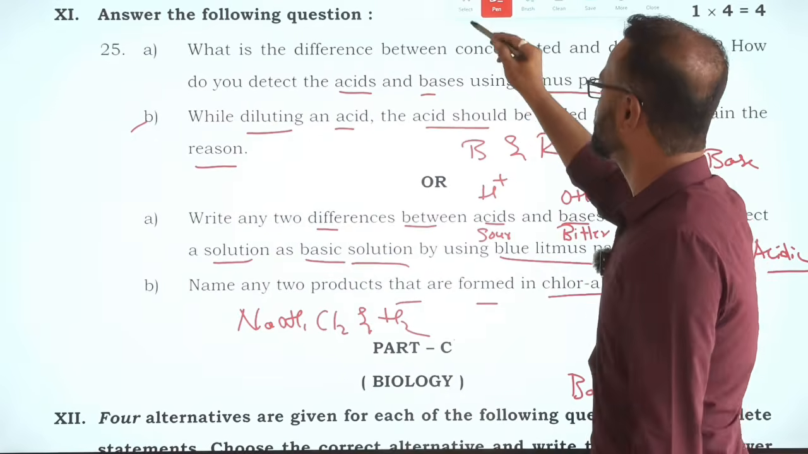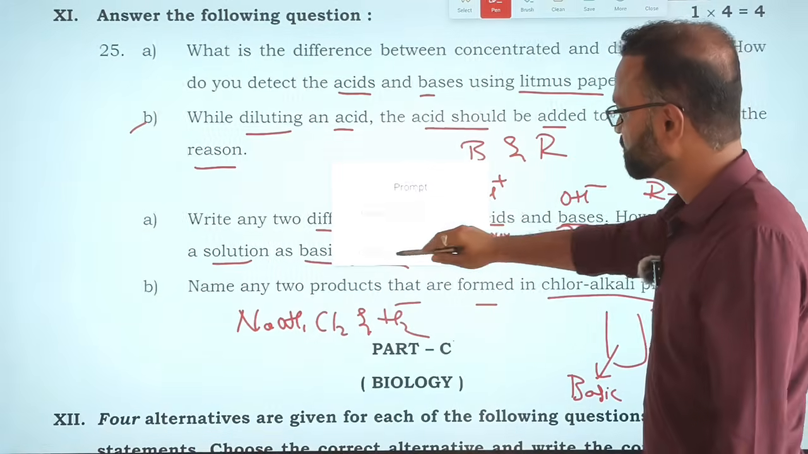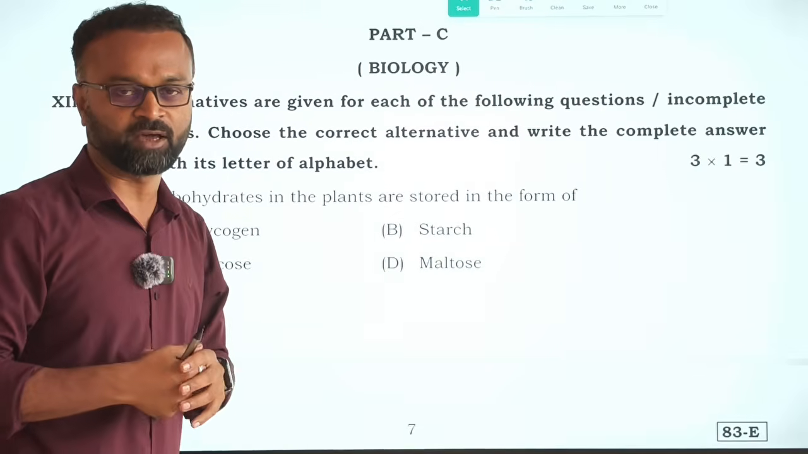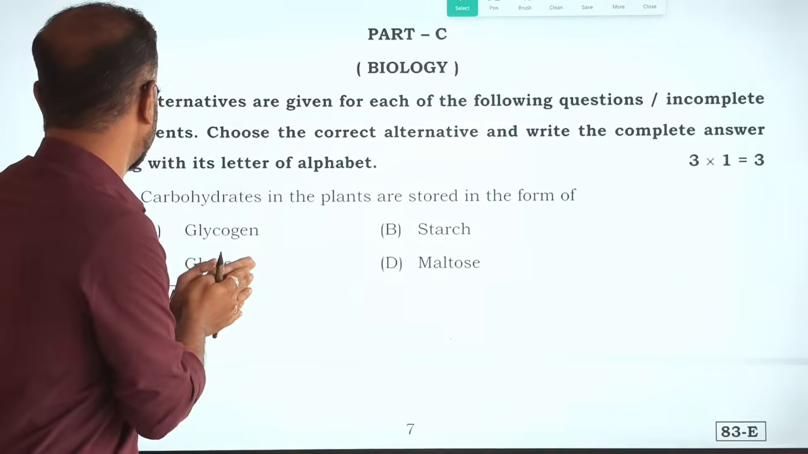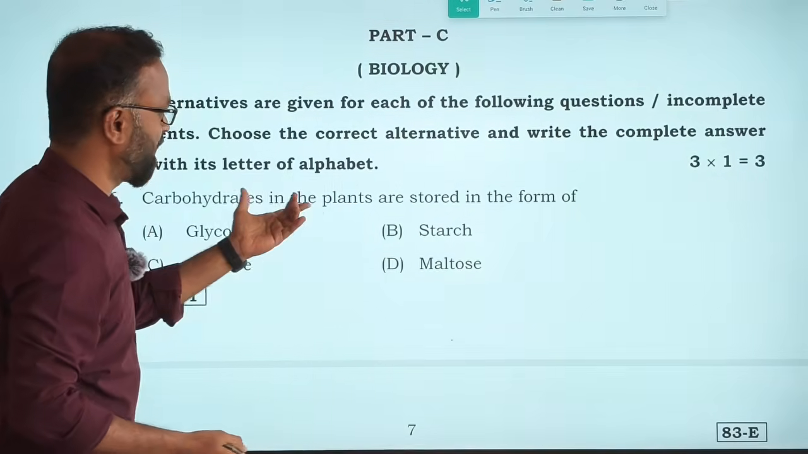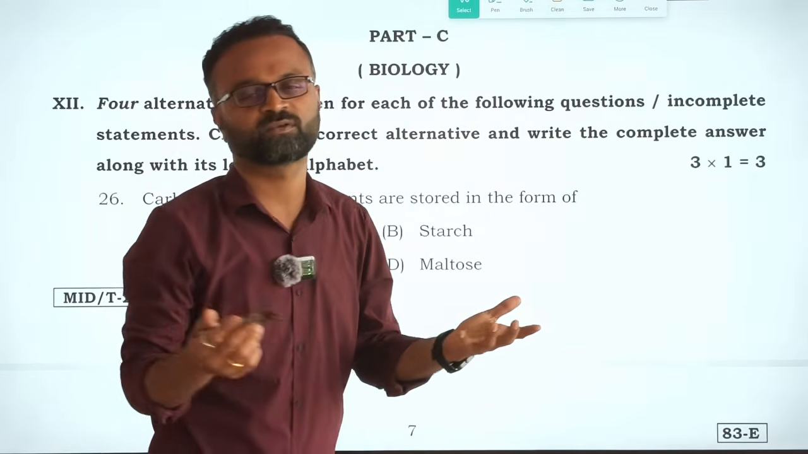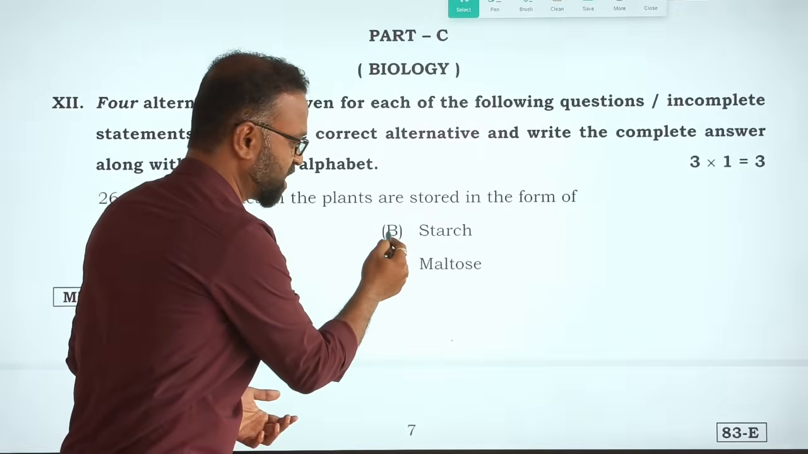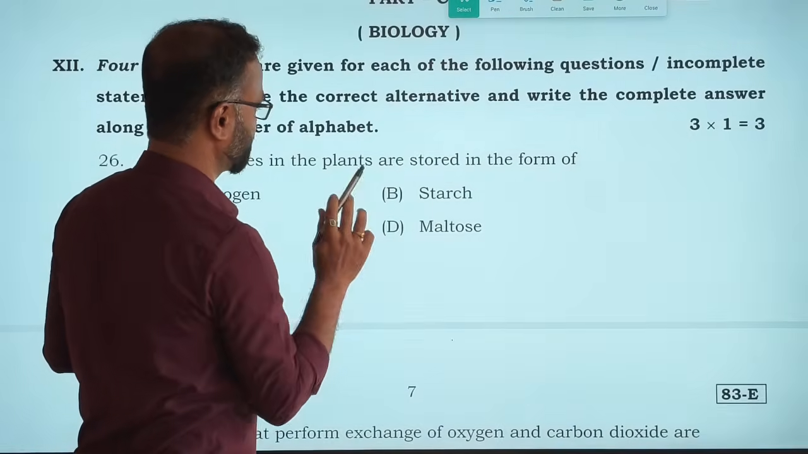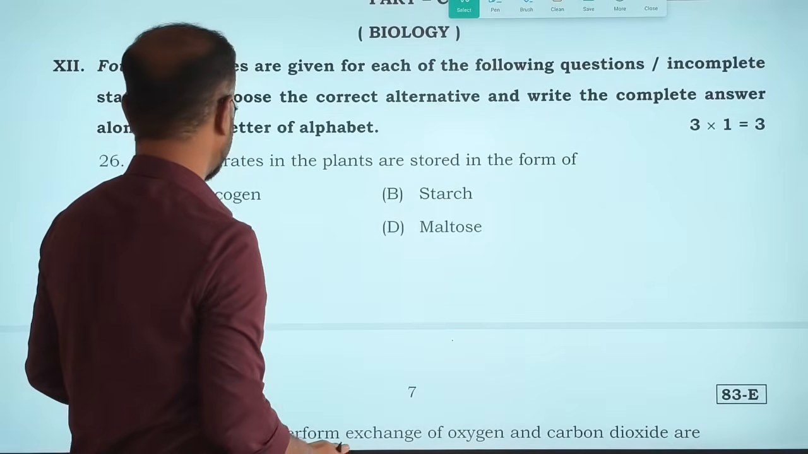Okay. Next one, we are going to discuss about the biology. After that, my colleague Amit sir will discuss about the physics. Let us see here. First question, 26th question. What is there in this question? Carbohydrates in the plants are stored in the form of what? Very simple. That is starch. It will be stored in the form of starch. Very simple. Okay. Next one.